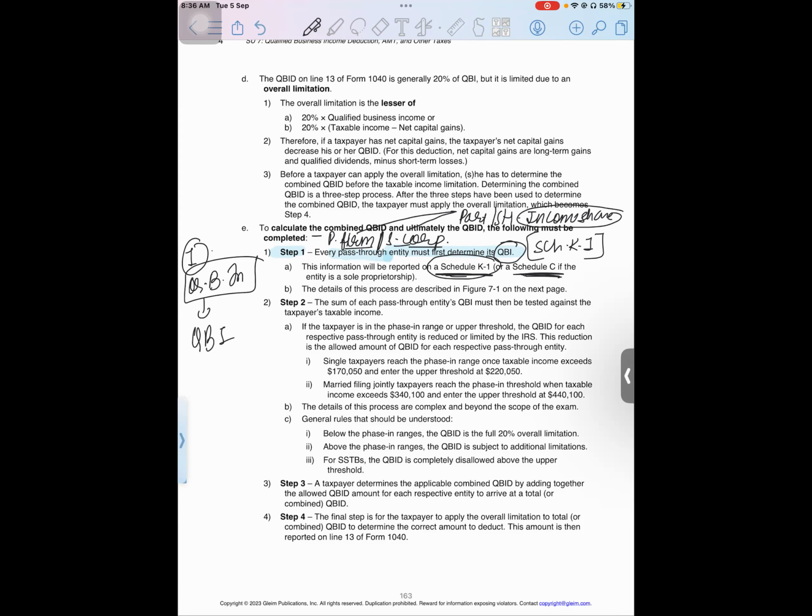You don't have to take any net capital gain, short-term capital gain or loss, or any other expense deduction. Whatever is there in box one as ordinary business income, only that you are going to take. Just remember this.